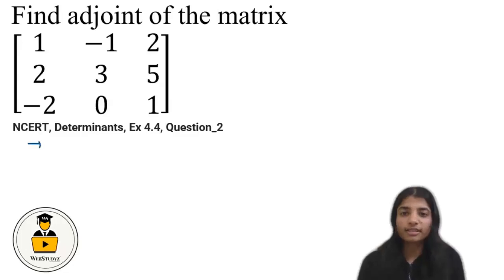Hello students, let's discuss the question. In this question we have to find out the adjoint of the matrix. Let's say this is the matrix A, which is given as 1, minus 1, 2, 2, 3, 5, 2, 3, 5 and minus 2, 0 and 1.